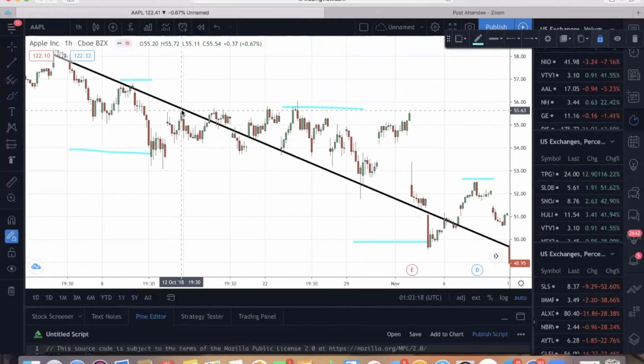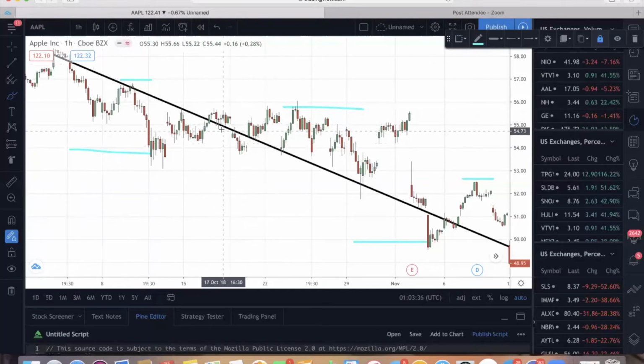Now, the only thing is you need other confirmations. You can't just base it off of, okay, I'm going to short the market here because it's holding the trend to the downside, right? We've already enacted that first confirmation, second confirmation, third confirmation. Now I'm looking to short at any one of these points.